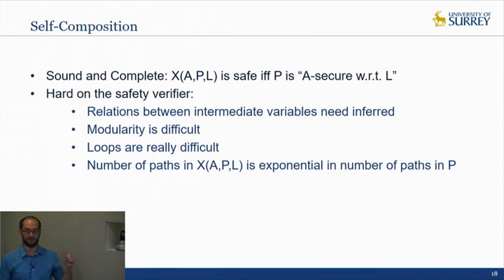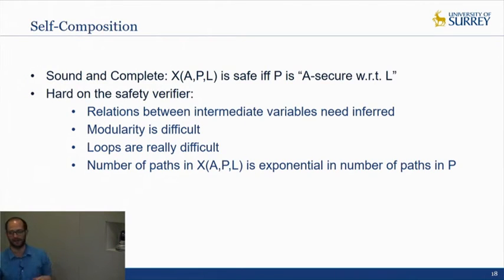Loops are really difficult because if you desynchronize them, then you're dead. And the number of paths is essentially making the number of paths in the product program, or in the self-composition, exponential in the number of initial paths in P. So if you have a path-based verification tool, you're dead again. You lose scalability, you lose everything.